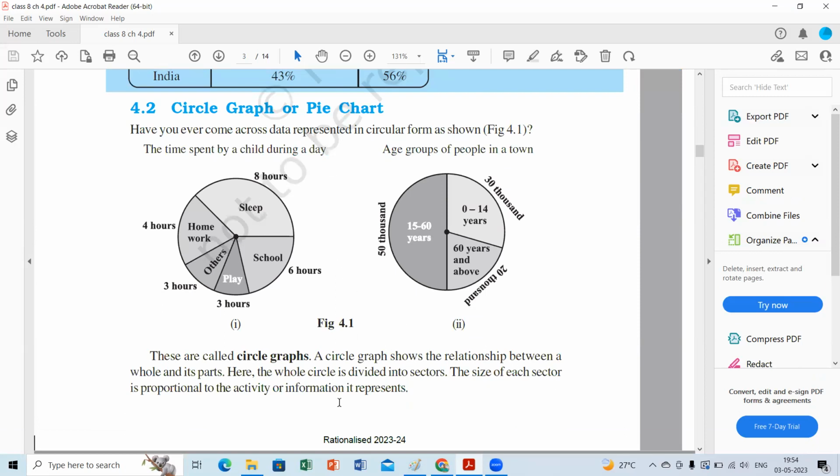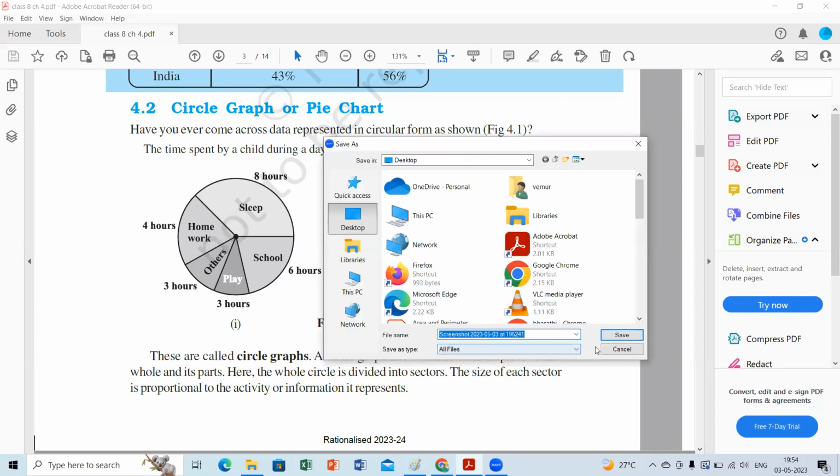Divided into numbers. Like in the example, there are 24 hours, and then divided into homework, sleep, school, play, and so on.